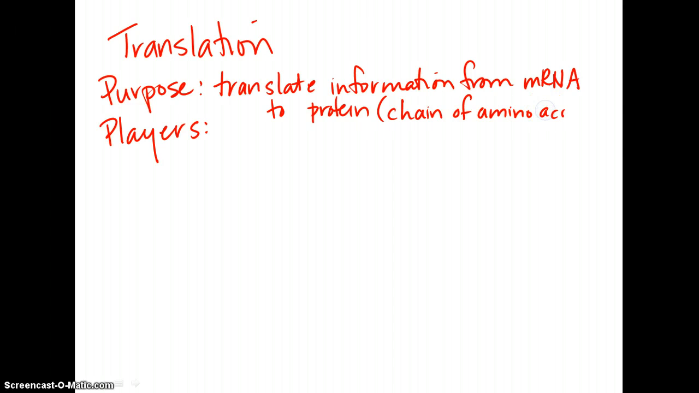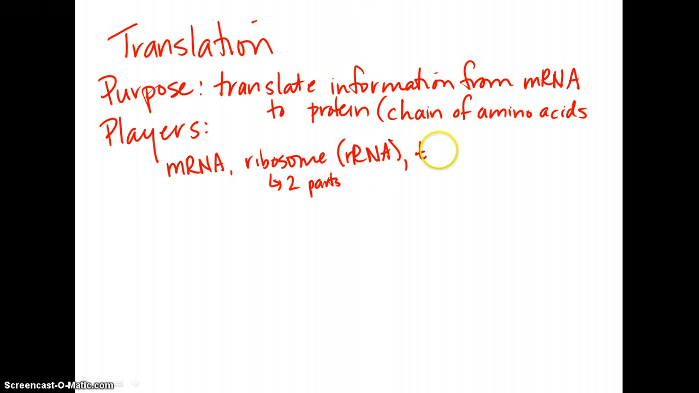So the characters that are involved in this one are quite a few more. Of course, we have mRNA. We have the ribosome, which is made up of rRNA, amongst other things, and has two parts. We also have tRNA, and this stands for transfer RNA, and we have amino acids. And we're going to also include words such as codon and anticodon.